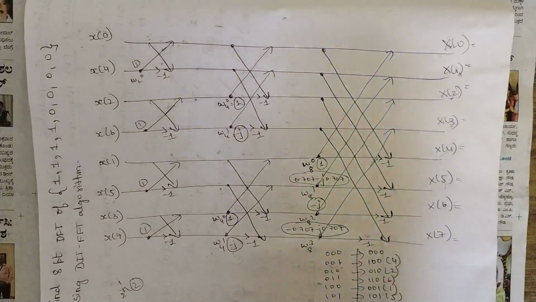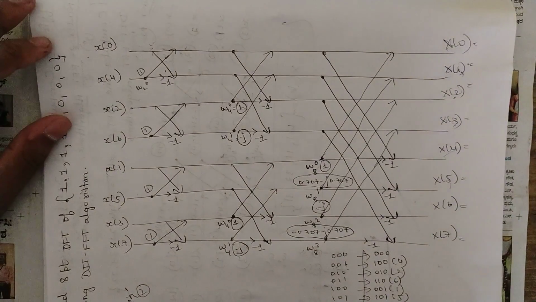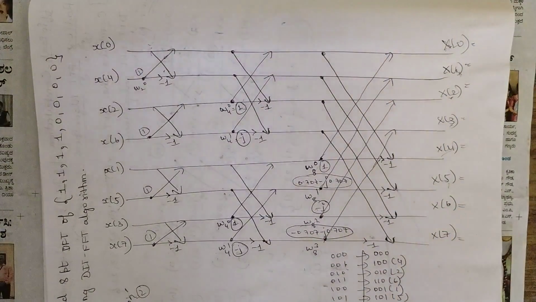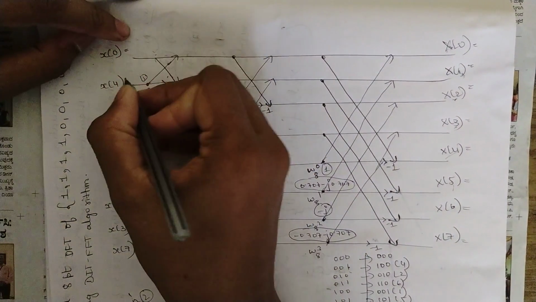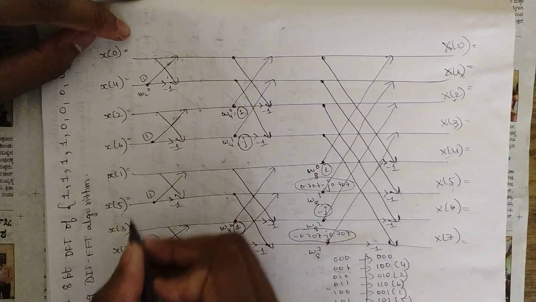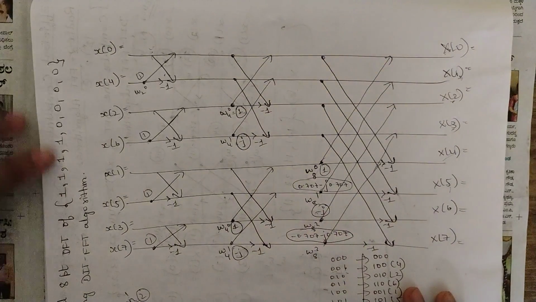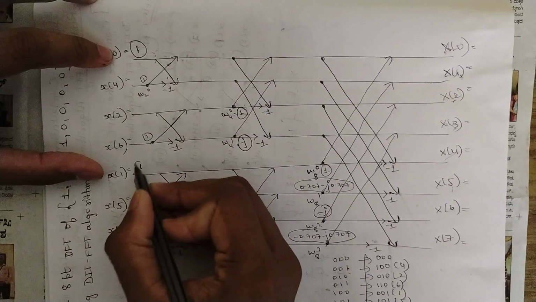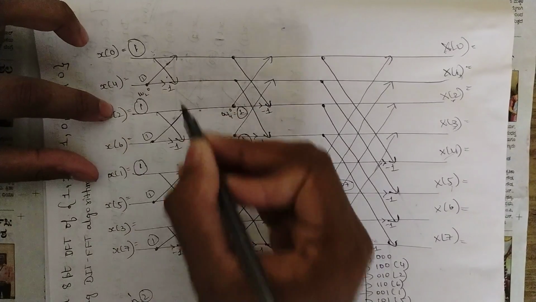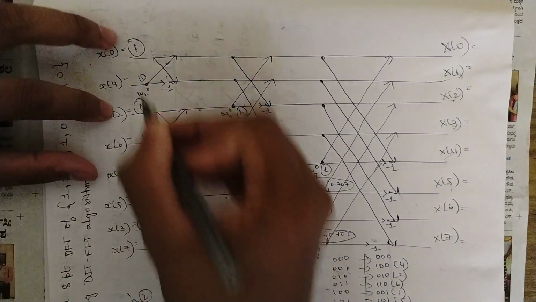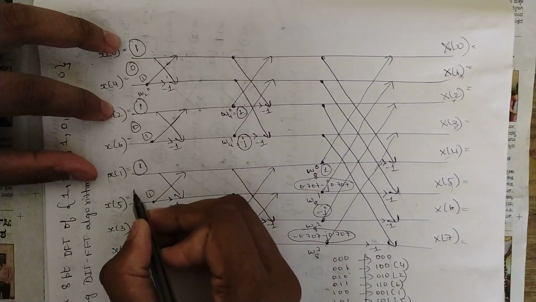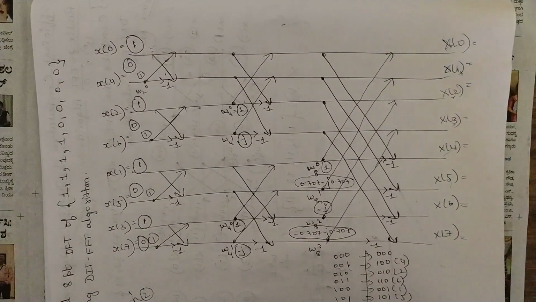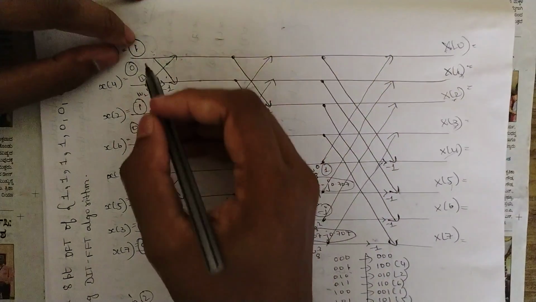Now the same thing we solved for 4-point, we should be doing for this whole graph until we reach one answer here. Nothing much to do. First write all the input values. The question is 1 1 1 1 0 0 0 0. So x of 0 is 1, x of 1 is 1, x of 2 is 1, x of 3 is 1, and the rest are all zeros. So we have 1 0 1 0 1 0 1 0. These are our inputs, and we start from here now.